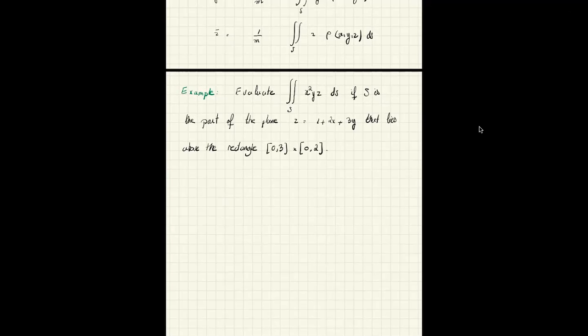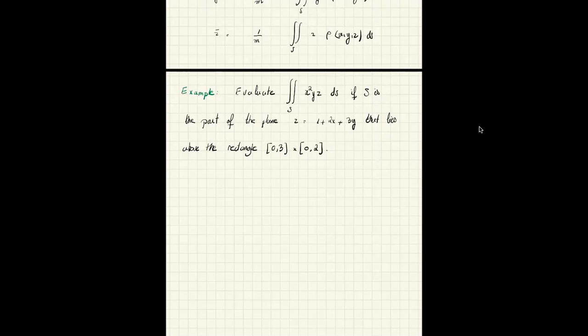Okay, so you can parameterize this plane and apply the same formula, but you already know what the surface area is when you have a graph of a function. I mean, you can prove it, it's not hard. What is a parameterization? I'm gonna do it really quickly, in blue. You can parameterize using x and y.